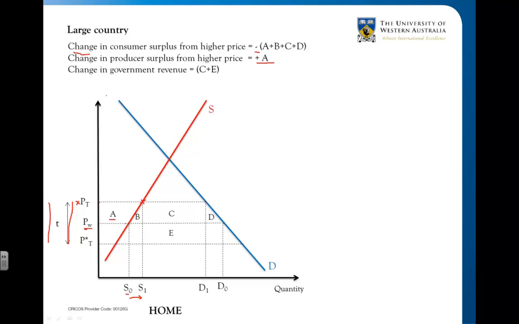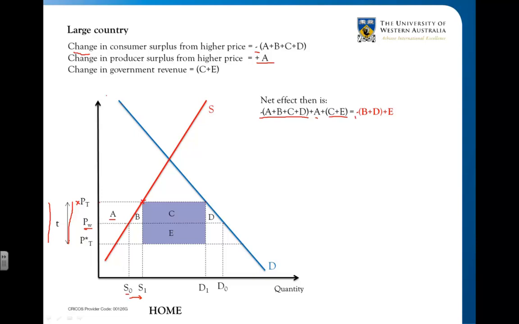So it's area C and E, that blue purpley kind of area there. So what's the net effect? Well, we've got the loss from the consumer surplus, the gain from the producers, plus the government revenue. Some of these cancel out. The A's cancel out, for example. The C's cancel out.